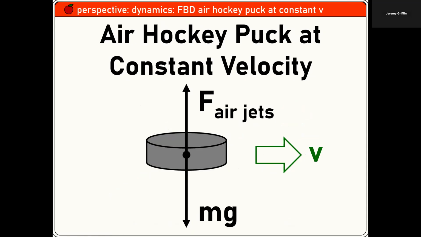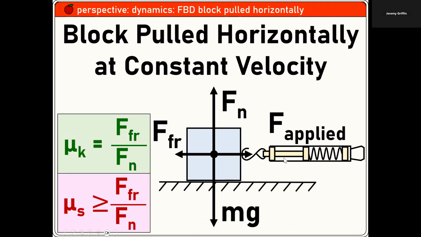But once it's in motion, you don't actually need a force to keep it going. So there are two forces on this air hockey puck: the weight pulling down, and the air just holding it up. That's the only two forces. It's moving to the side, and the forces are vertical. It's moving to the side just because of inertia. It's just going.